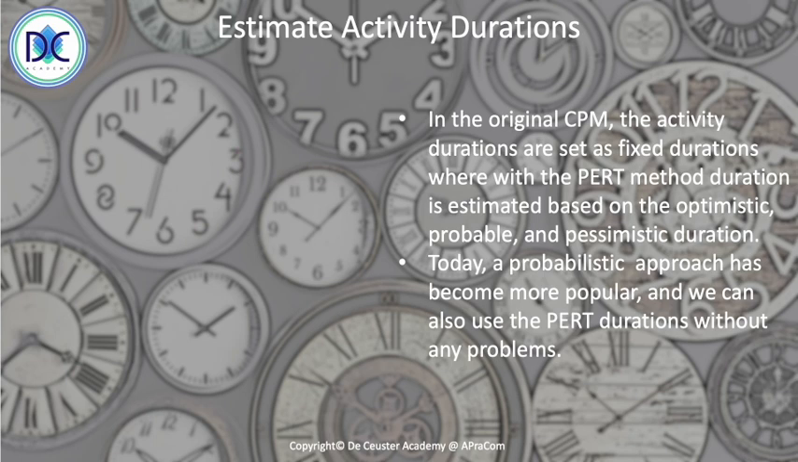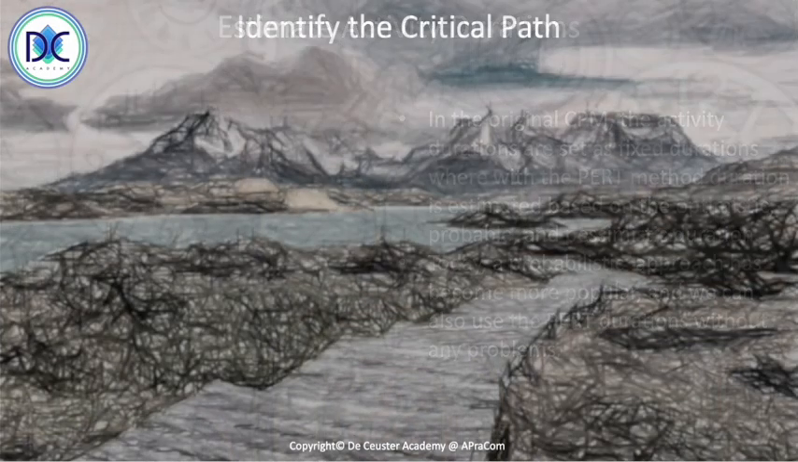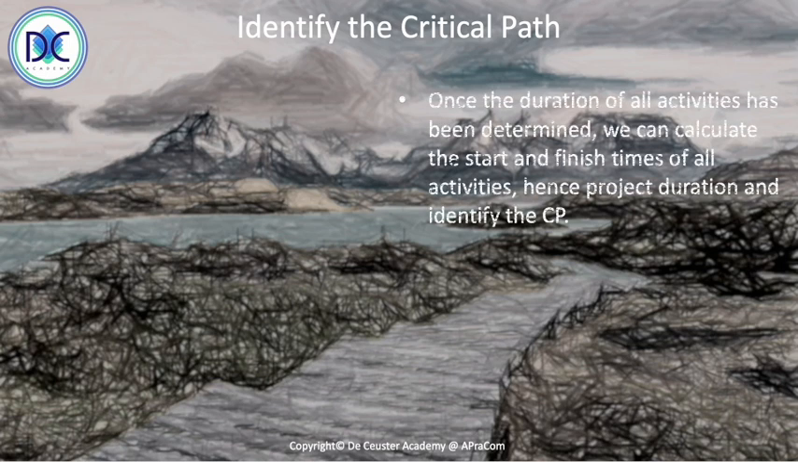The next step is to identify the critical path. Once the duration of all activities have been determined, we can calculate the start and the finish times of all the activities and find the project duration and identify the critical path. Here we're applying the forward pass, the backward pass, we're finding the float or the slack, and we have to be careful here because in many cases people look at the slack to determine the critical path, which is not necessarily a good solution.